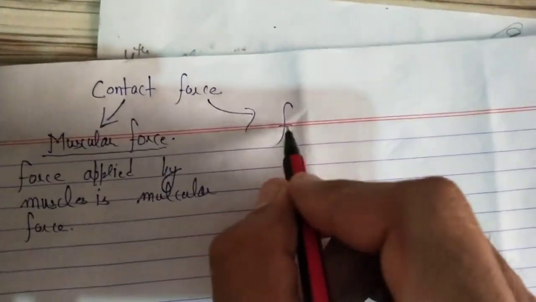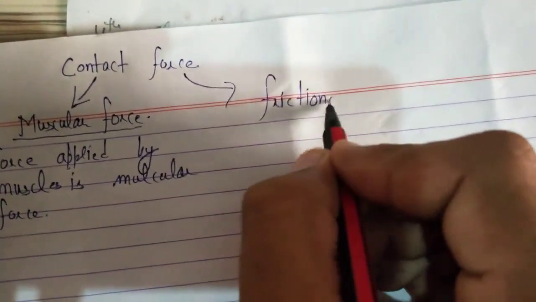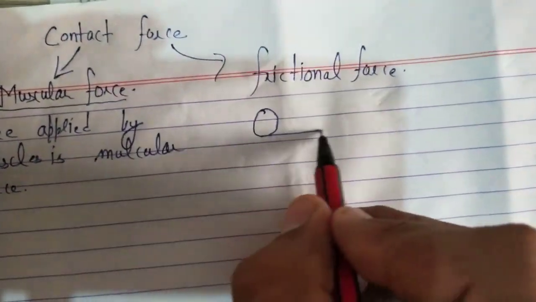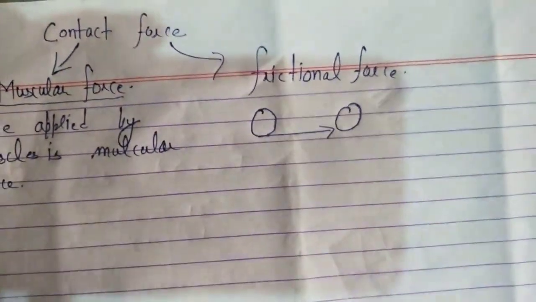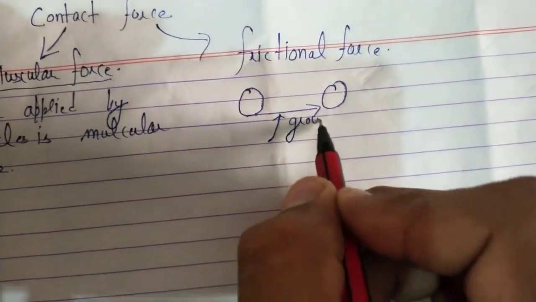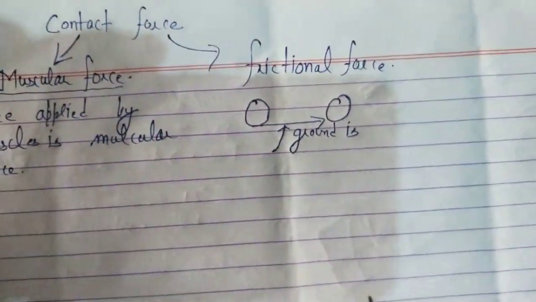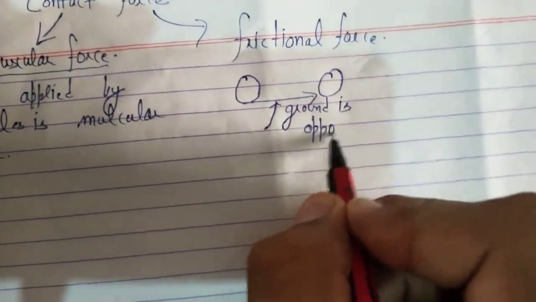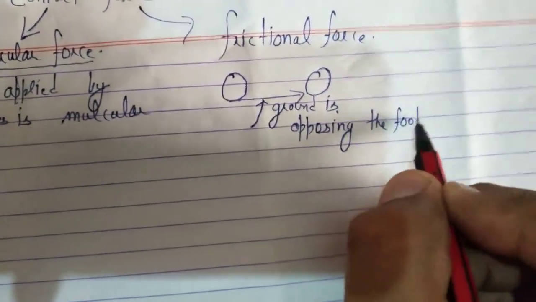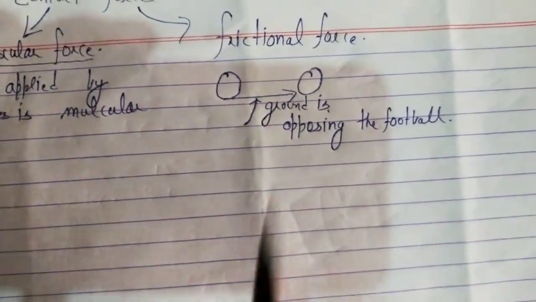And the next type of contact force is frictional force. What is this frictional force? You kick a football, it will move, and after some time it will stop because the ground is opposing the football. That means the ground is trying to stop the football. The ground is applying an opposing force on the football, that is friction.